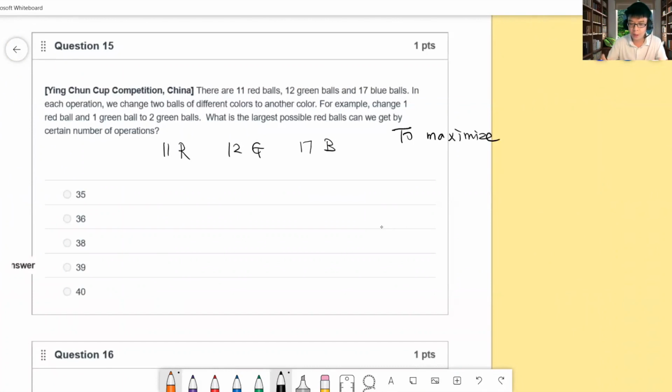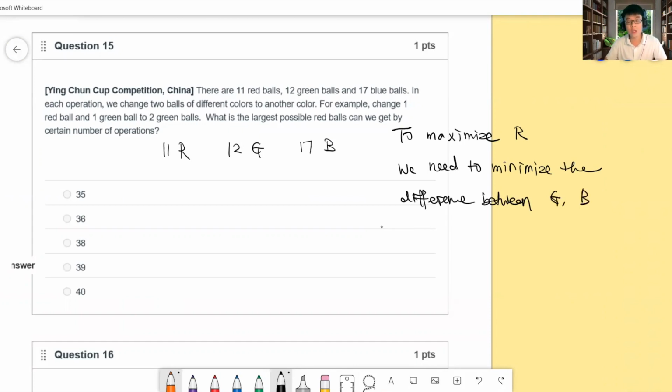To maximize, we need to minimize the difference between G and B. For example, if G equals B, we can actually color all of them into red. Each time we get a pair, we can change all green and blue into red color.